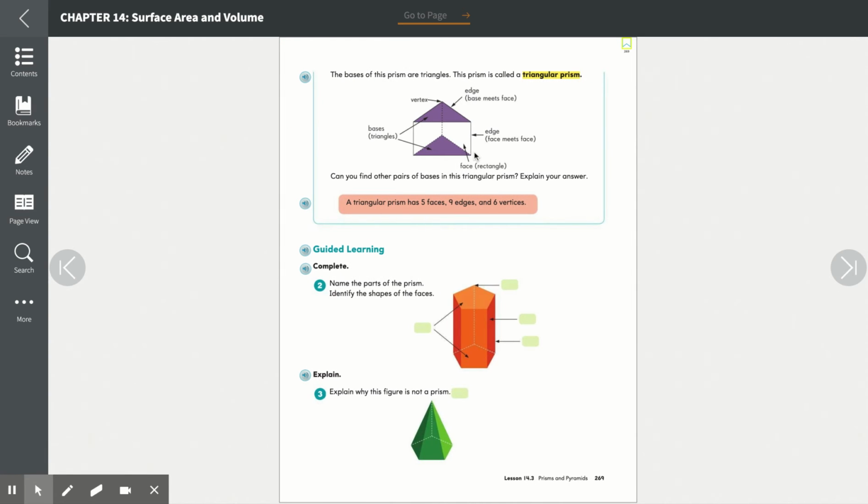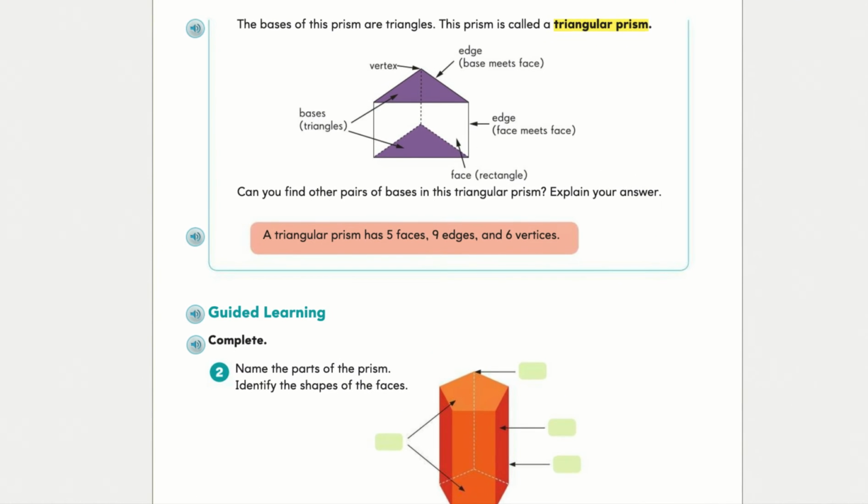The bases of this prism are triangles. So this prism is called a triangular prism. And you can see that it's got a triangle base here and a triangle base here. It's got a face, which is a rectangular face, 3 different rectangular faces, 2 triangular faces, and some edges and vertexes where they meet. So a triangular prism has 5 faces, 9 edges, and 6 vertices.